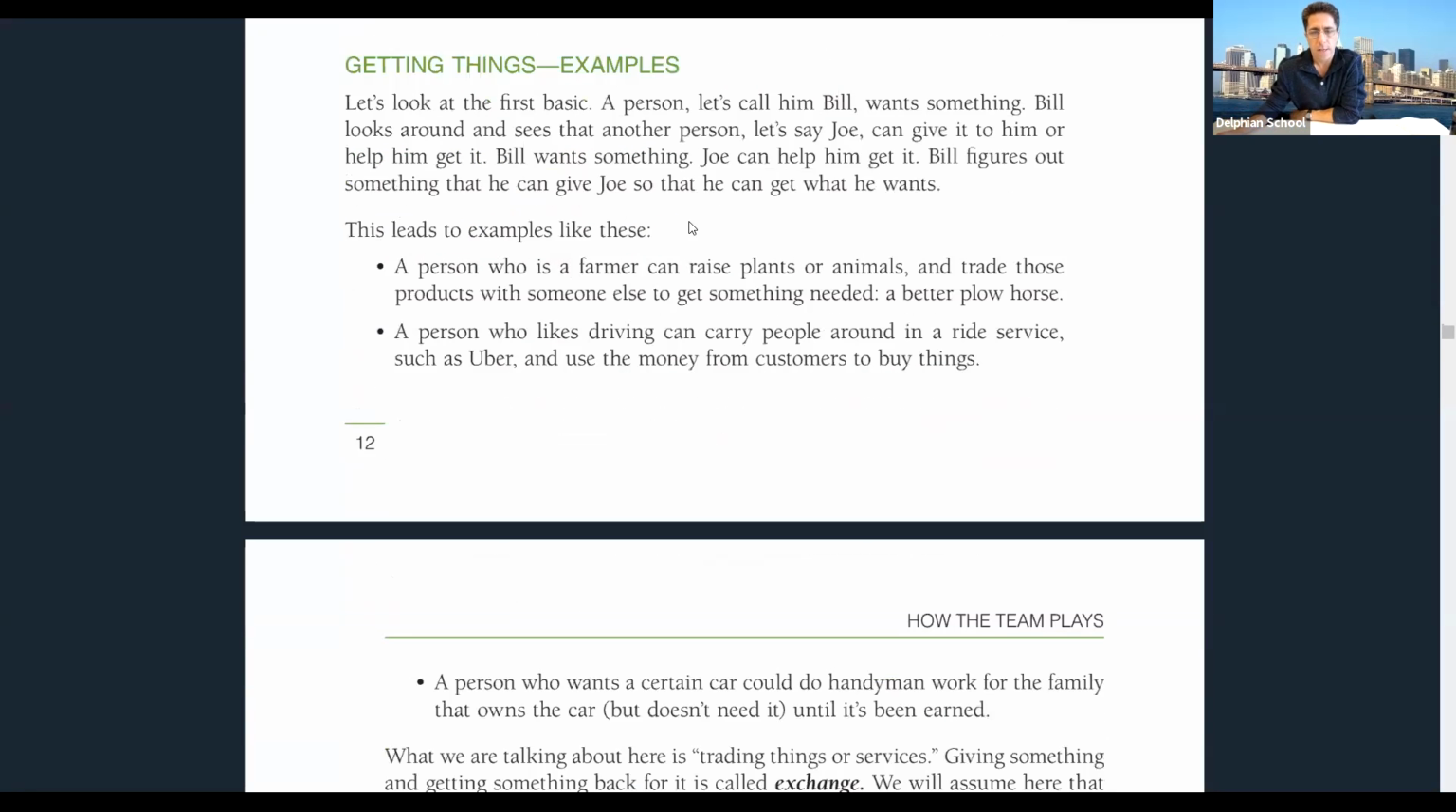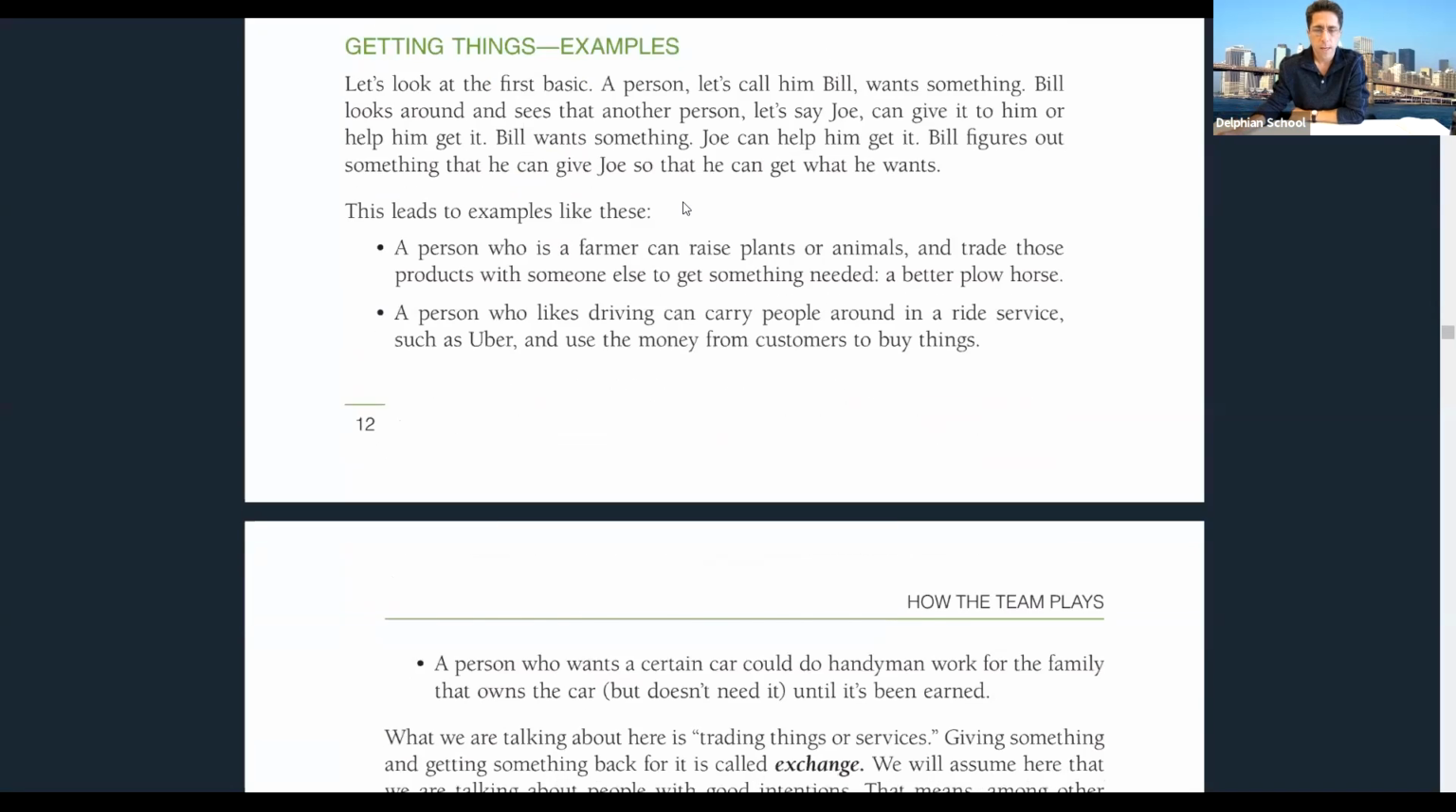Getting things, examples. Let's look at the first basic. A person, let's call him Bill, wants something. Bill looks around and sees that another person, let's say Joe, can give it to him or help him get it. Bill wants something. Joe can help him get it. Bill figures out something that he can give Joe so that he can get what he wants. This leads to examples like these.